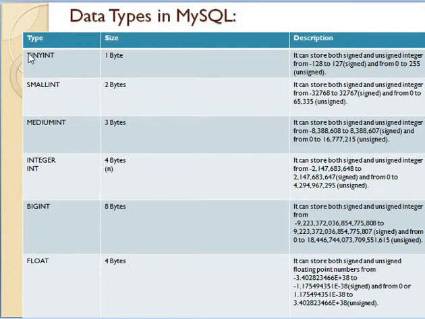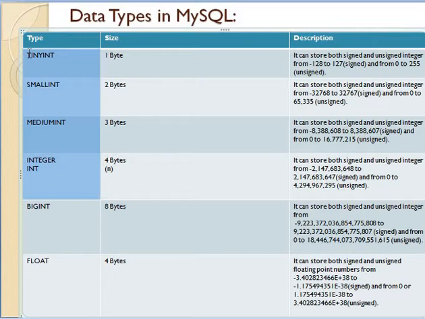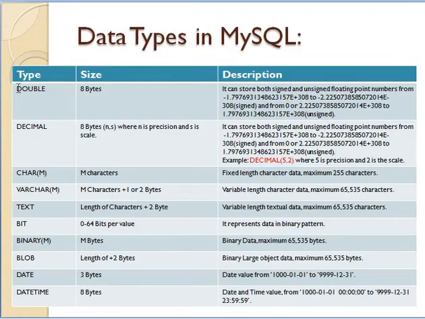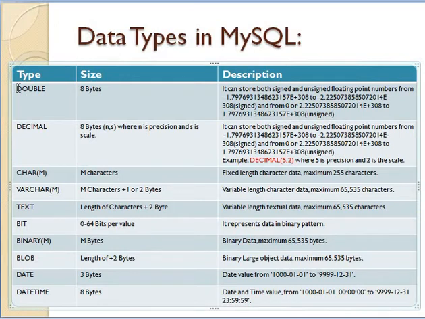Now all these data types, starting from tinyint till bigint, can represent only integer values. They cannot represent decimal values. So for decimal values, we have the float data type, which can represent the smaller decimal values, as well as the double and the decimal data types, which can represent the larger decimal values.